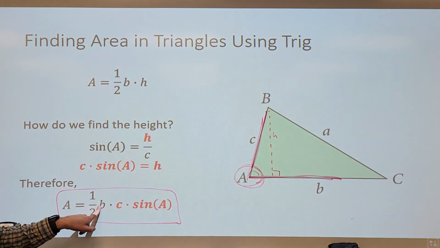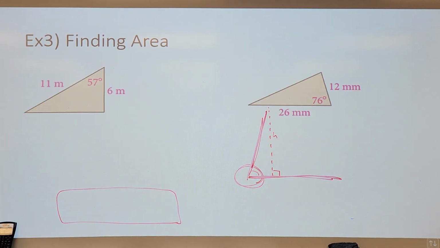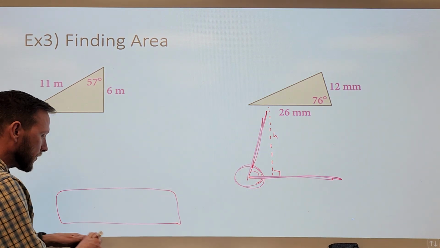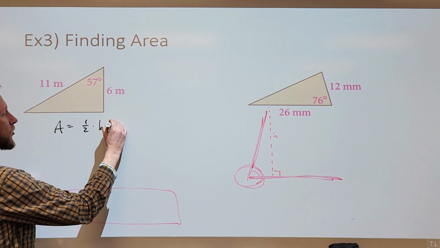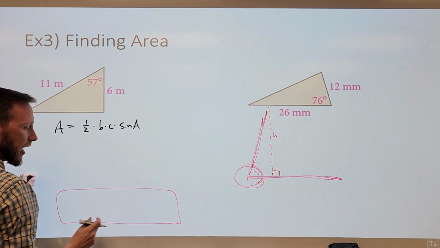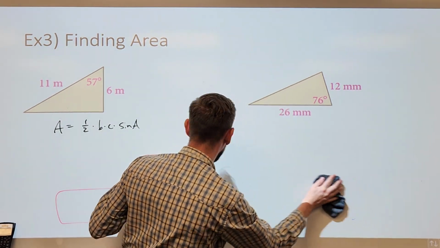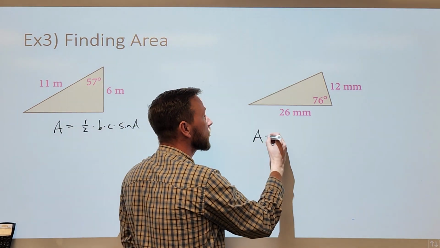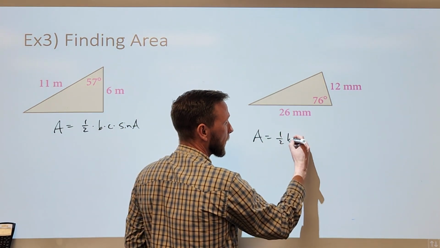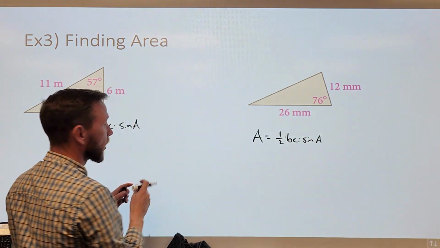All right, 1/2 b c sine a. And these are multiplied, right? That's a times. And so these are multiplied. So this is our formula: the area of the triangle is equal to 1/2 times b times c times the sine of a. Again, when we are writing our formulas, we need to know what numbers go where. A formula is only as good as we are at putting the numbers into the right spots.